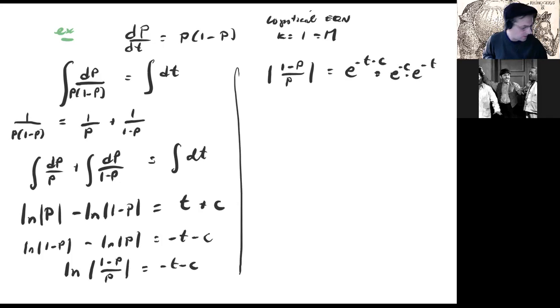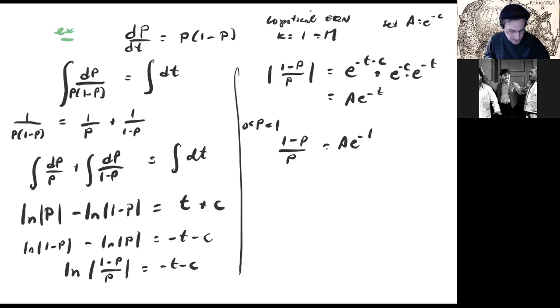And then we can set A equal to e to the minus C, and we'll get A e to the minus T. Now, if P is between 0 and 1, the inside of the absolute value, 1 minus P over P, is not negative, and we'll get it is equal to A e to the minus T.